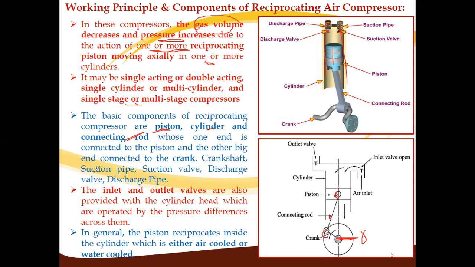Other components are the suction pipe, suction valve, discharge pipe, and discharge valve. These are the components of this reciprocating compressor. The discharge valve is also called the outlet valve, and the suction valve is also called the inlet valve. The inlet and outlet valves are provided in the cylinder head. This is called the head. The piston will move up to this point.